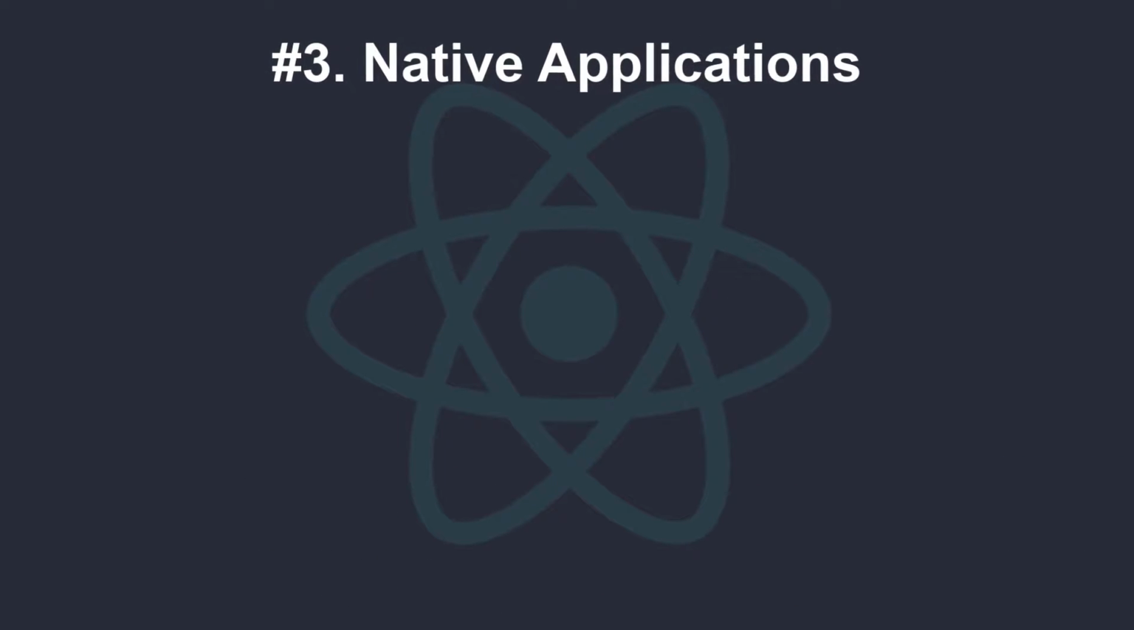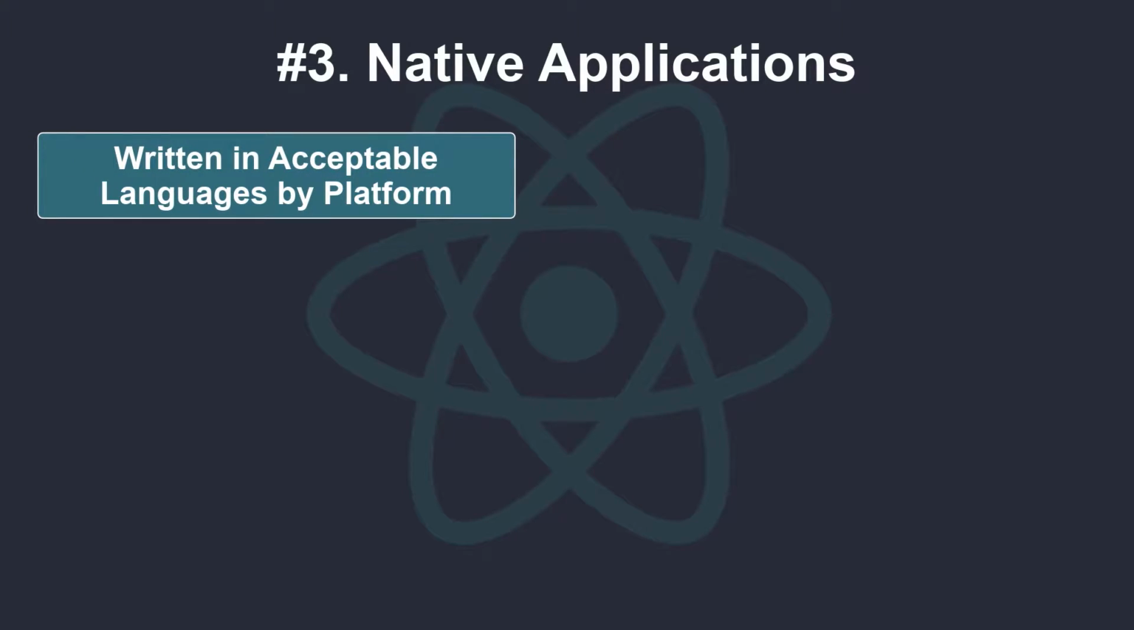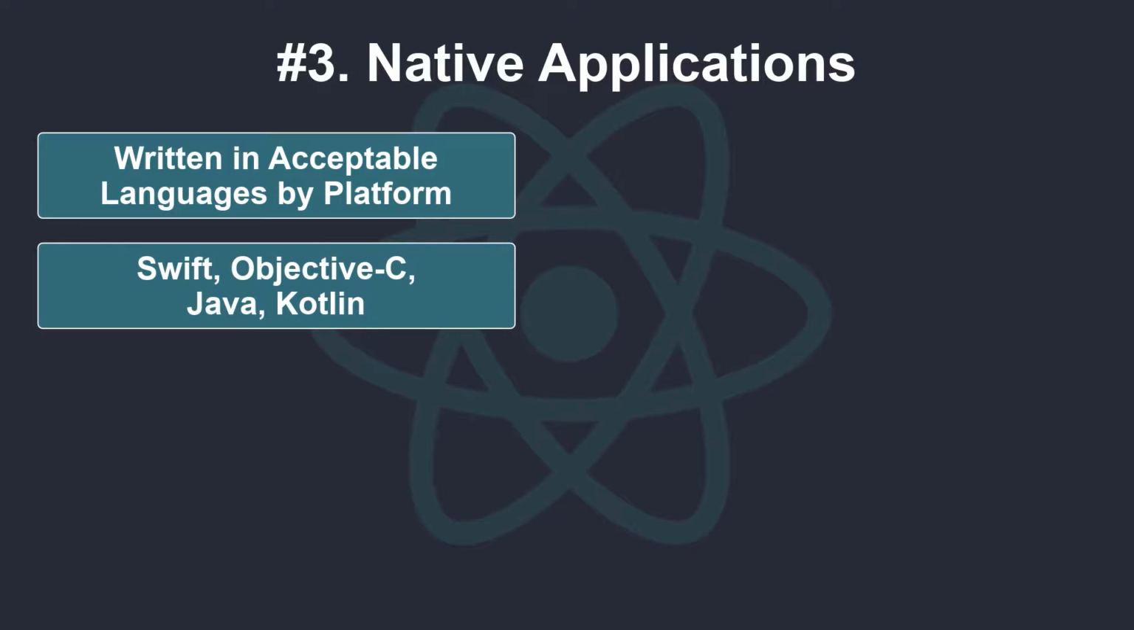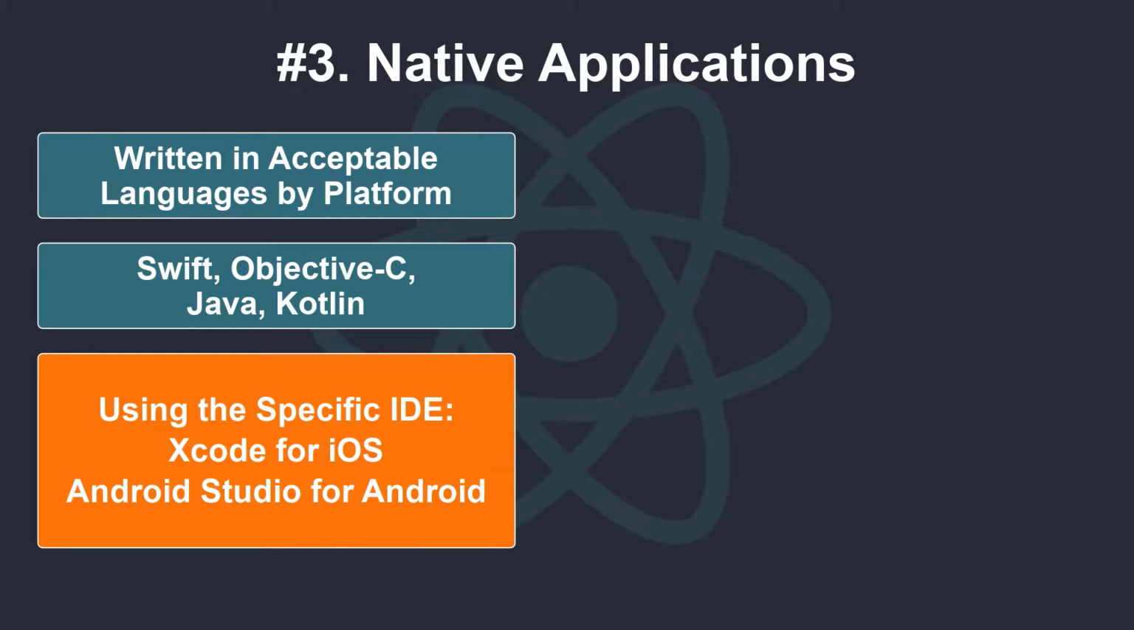What are native apps? Native applications are built for specific platforms and are written in a language that the platform accepts. For example, Swift and Objective-C for native iOS apps, and Java or Kotlin for native Android apps. Native apps are also built using the specific integrated development environment (IDE) for the selected operating systems. The most known IDEs in mobile development are Xcode for iOS development, which only works on macOS, and Android Studio for Android development, which works on Windows, Mac, Linux, and Chrome OS.